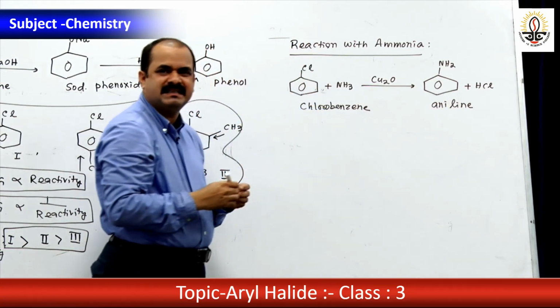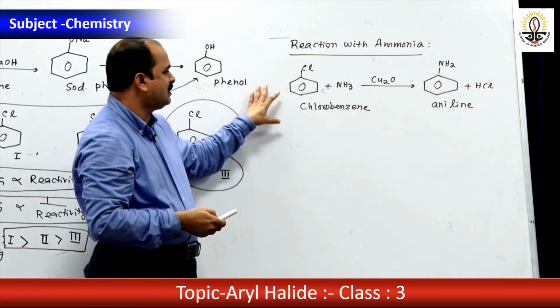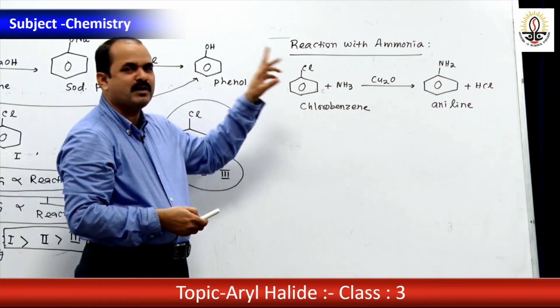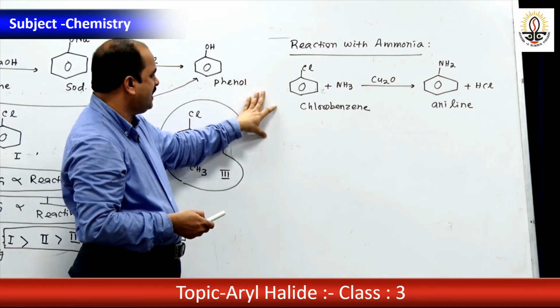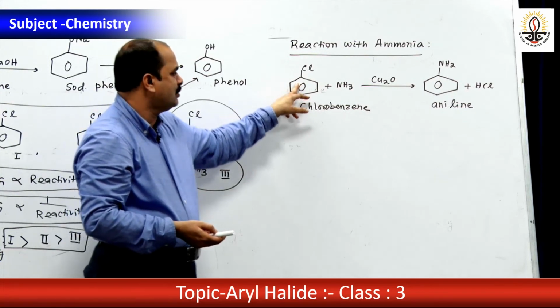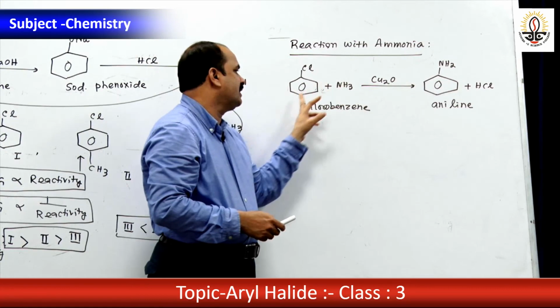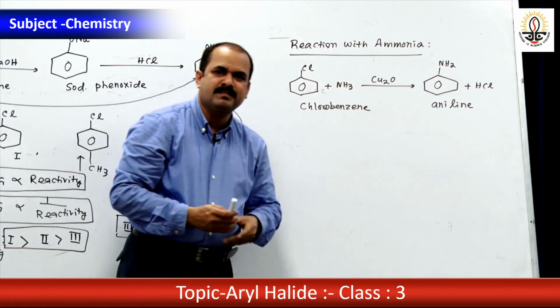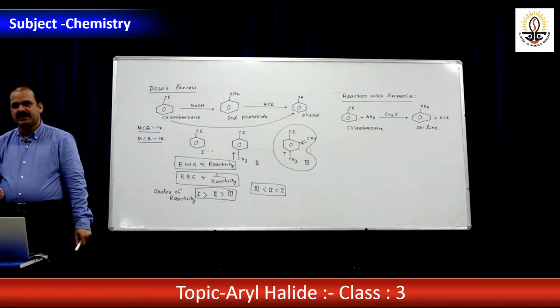On the basis of this reaction, a question may be asked in the board examination: convert benzene to aniline. First take benzene, and do chlorination to get chlorobenzene. When chlorobenzene reacts with ammonia in presence of copper oxide, aniline is formed, C6H5NH2.